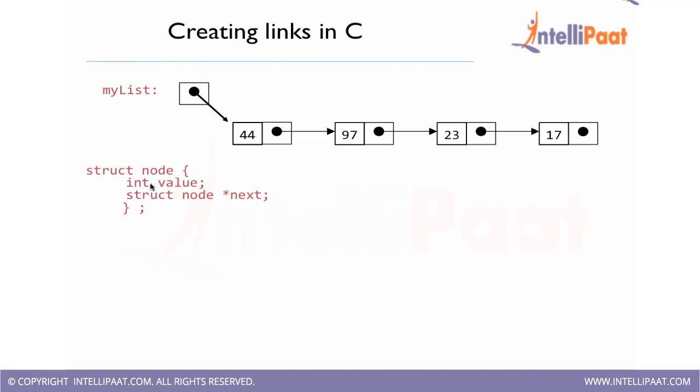The data part or the value part, whatever we call it. Here we are using an int value, but it could be anything. It could be another structure, it could be a string, a character array, it could be anything. So whatever we store here is data, which could be anything. Here we are using an integer. Whatever we store here is a pointer to another structure which stores the address of the next node. So this is how we define a node.